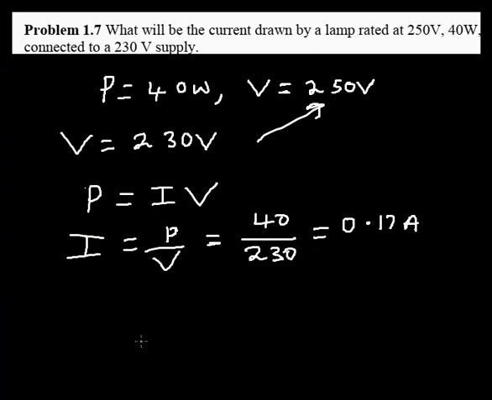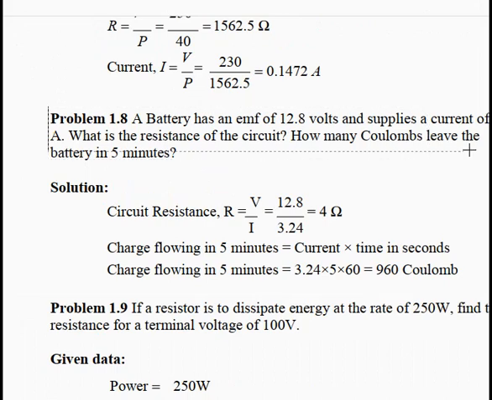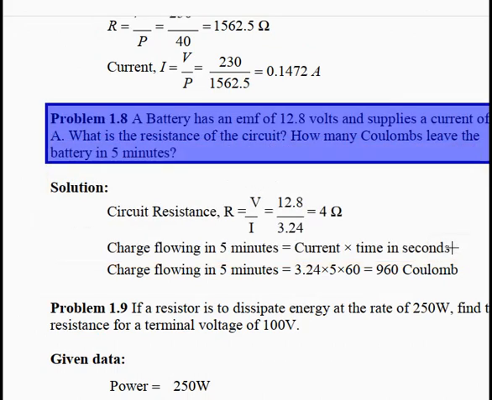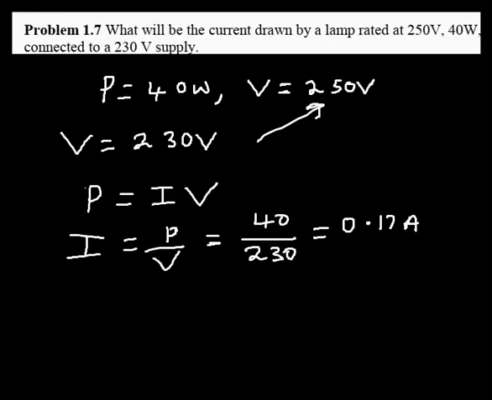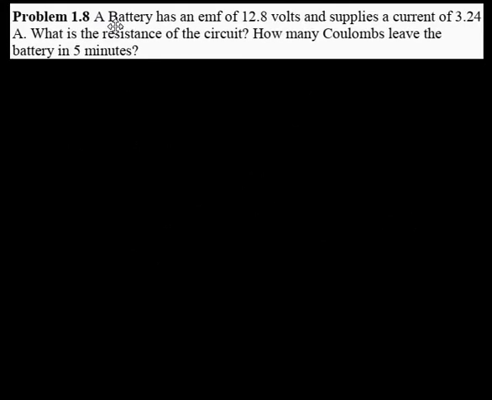All right, so I hope that is well understood. Next question. All right, let's bring that up right to the screen. Here we go. It goes like this. A battery has an EMF of 12.8 volts and supplies a current of 3.4 ampere. What is the resistance of the circuit?